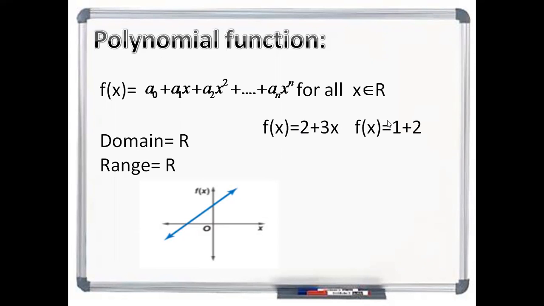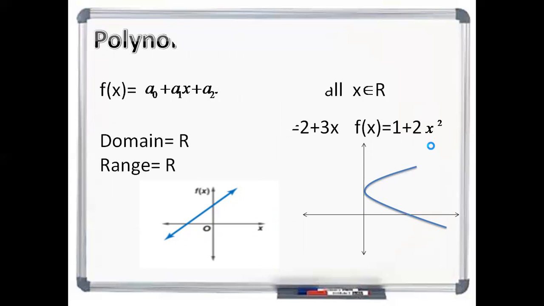Second polynomial we are taking, f(x) equals 1 plus 2x squared. This is a quadratic polynomial. Once we draw a quadratic polynomial, it is always a curve. Similarly, we can take a cubic polynomial also.